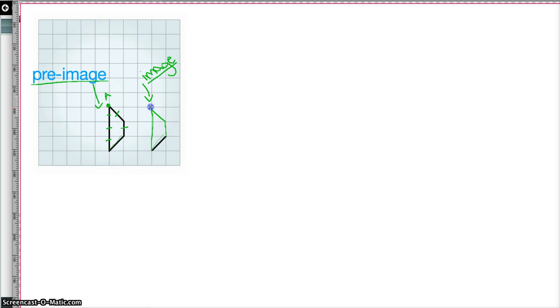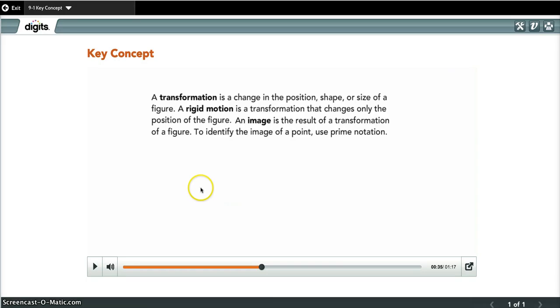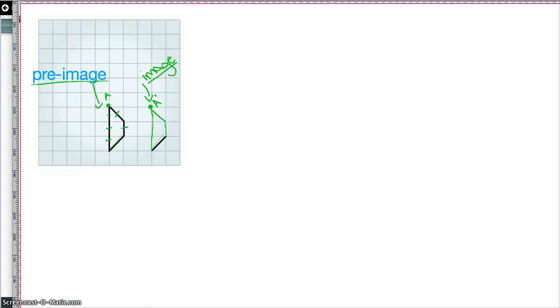If we named this point A, we would say that is point A, and then the image would be the same as point A, but we say that it's A prime. That's how we label that this was the original, the pre-image, and this is the new one, the image. So as you're writing down the definitions for image, that's what it means when it says use prime notation. It means we're going to put this little tick mark that signals this is the prime coordinate, which means it's the coordinate for our new shape.